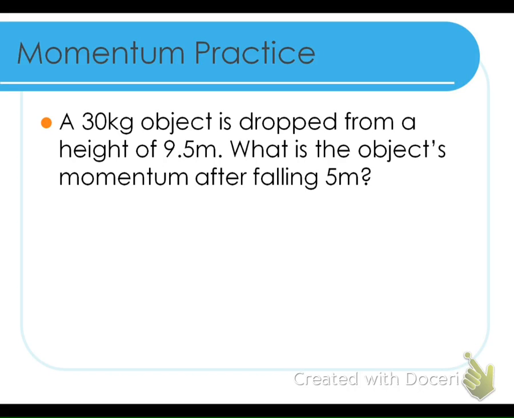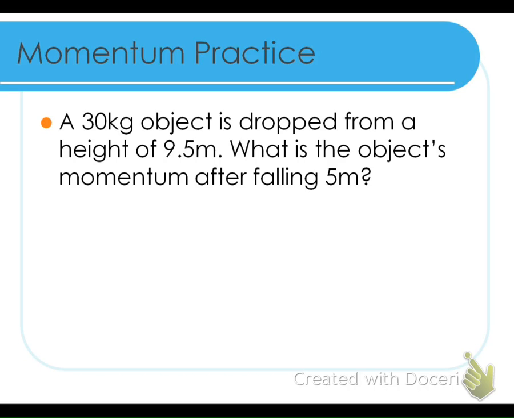Extra work, and I want you to see if you could figure out where that extra work has to be done. Okay, so this says a 30 kilogram object is dropped from a height of 9.5 meters. What's the object's momentum after falling 5 meters? What does it not tell us here? It does not tell us the velocity. So that means we have to solve for velocity.